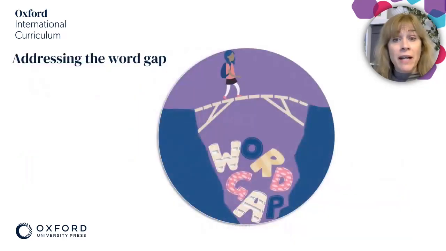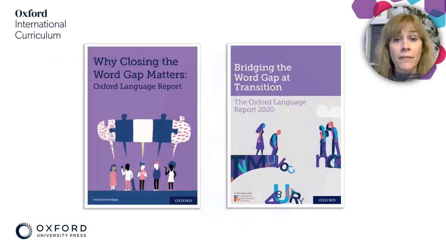Oxford University Press has written a series of influential reports with leading language experts highlighting the importance of young people having all the words they need to thrive at home and at school. The reports show how students who lack vocabulary are disadvantaged throughout their schooling and in their lives beyond school. The reports give advice on how this word gap can be closed, showing case studies of some of the strategies that teachers and schools can use.